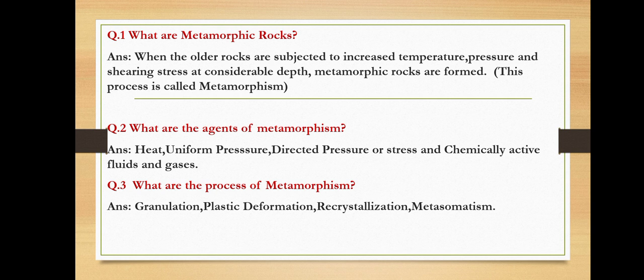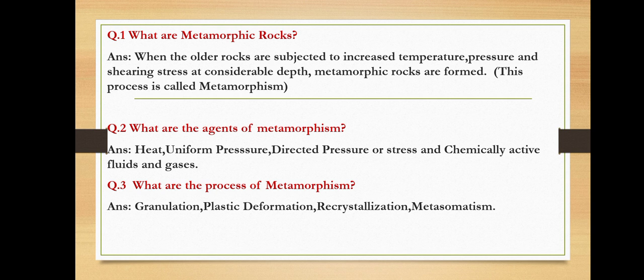Question number 2. What are the agents of metamorphism? So what causes metamorphism? What are the factors that cause metamorphism? These are heat, uniform pressure, directed pressure, stress, and chemically active fluids or gases. So metamorphism may happen due to the introduction of increased heat, then uniform pressure. When the uniform pressure is more, then directed pressure, stress, and chemically active fluids or gases.